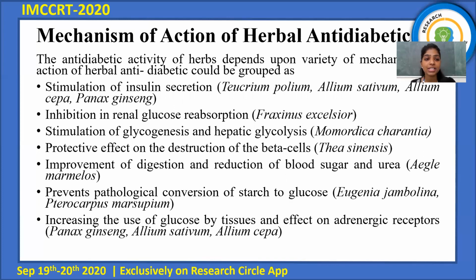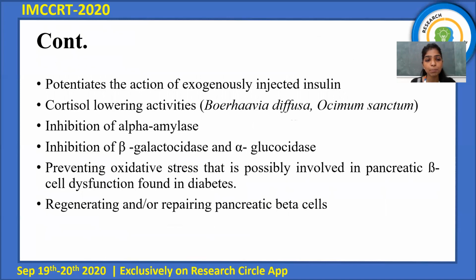For example, stimulation of insulin secretion by Allium sativum, inhibition of renal glucose reabsorption, stimulation of glycogenesis and hepatic lipolysis, protective effect on the destruction of the beta cells, improvement of digestion and reduction, then potentiation of the action of exogenously injected insulin, cortisol level lowering activities, inhibition of alpha amylase, inhibition of beta galactosidase and alpha glucosidase, etc.